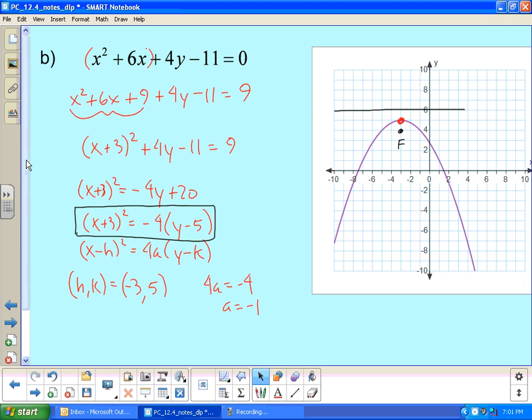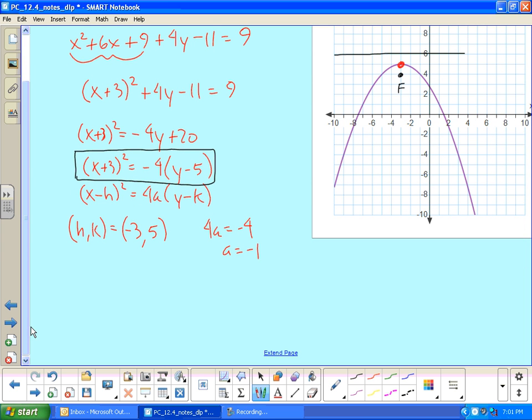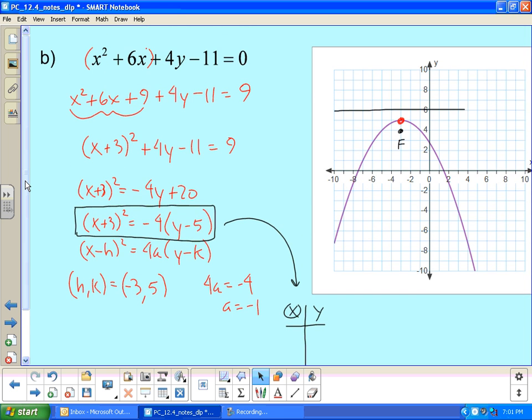All right, and then I could, again, put my t-table together for this, using this equation. This time, though, because I was given x squared, I would plug in points for x and find out my y values. All right, there's that one.